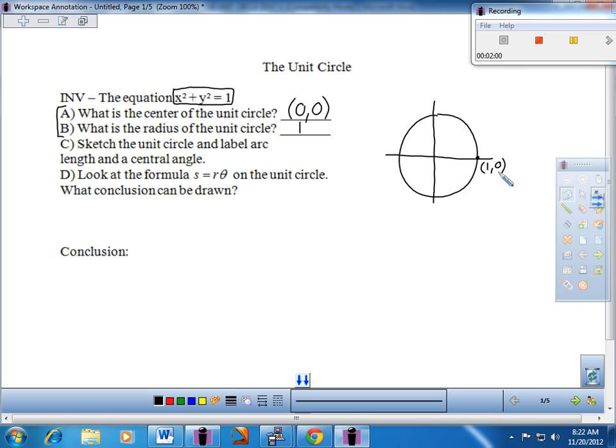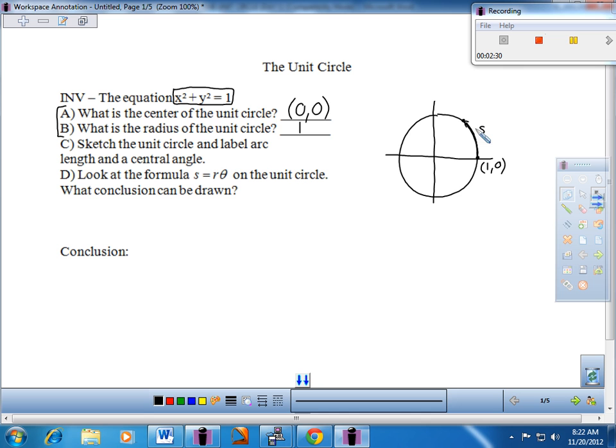So it says on your paper, coming back to this piece, sketch the unit circle and label arc length and a central angle. What we're going to talk about, of course, is a point moving in circular motion, along the unit circle. Let's go ahead and sketch that out right there. Go a certain distance, and of course that would be the arc length, the distance traveled around the unit circle.